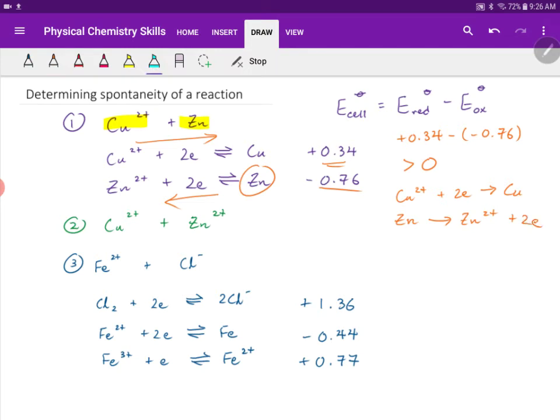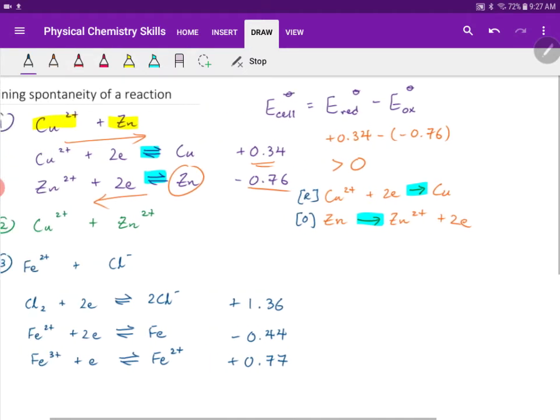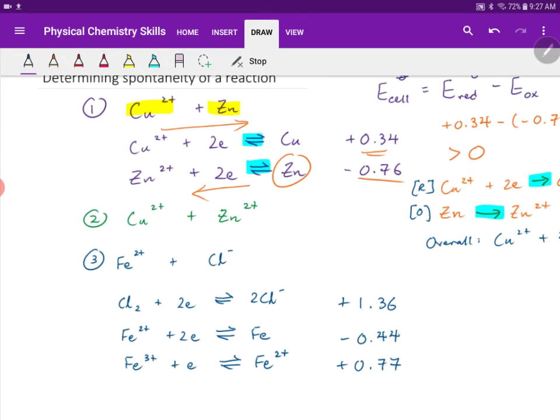Notice the arrows that I'm using right now. Previously I started with a reversible arrow where I just copied and pasted the data from my data booklet, but in this case I have to convert the arrow to the correct direction. So this will be my reduction half cell, this will be my oxidation half cell. I combine them together, and my overall will be Cu2 plus plus Zn to give me Cu plus Zn2 plus. So this is how we can predict if a reaction is spontaneous or not.